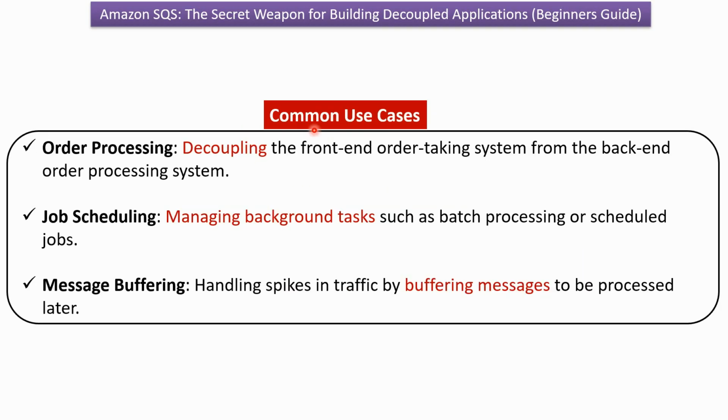Now we will see what are the common use cases where Amazon SQS can be used. The first one is order processing, decoupling the front-end order taking system from the back-end order processing system. The second one is job scheduling, managing background tasks such as batch processing or scheduled jobs. The third one is message buffering, handling spikes in traffic by buffering the messages and processing the buffered messages later.